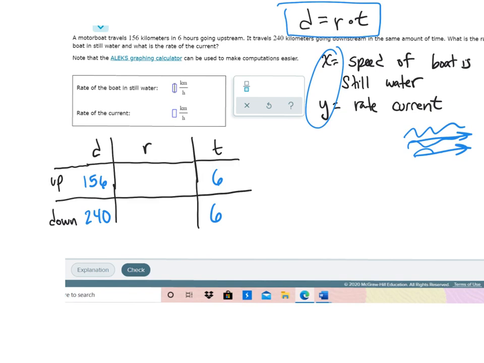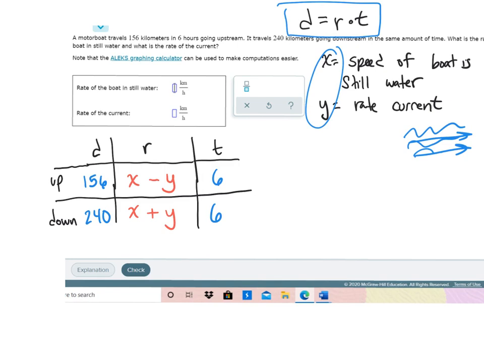So this is a very common problem. Sometimes you'll see these with airplanes, things like that. But if I'm going upstream, I'm always going to start with how fast the boat goes. And then the current is either going to speed me up or slow me down. So if I'm going upstream, I'm going against the current. The current is going to slow me down. So I'm going to do x minus y. And if I'm going downstream, the current is going to speed me up, so I'm going to go x plus y.